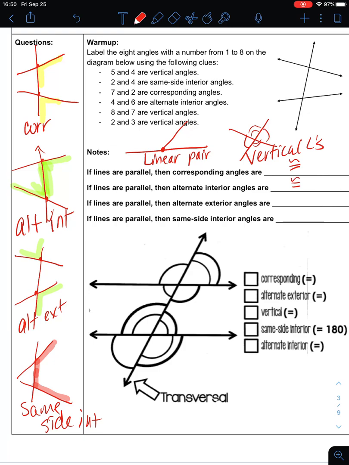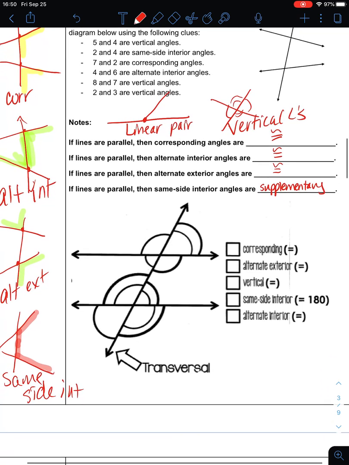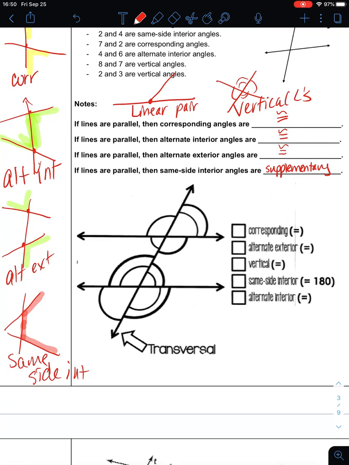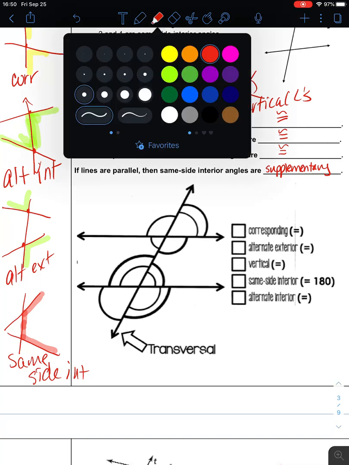Also, if lines are parallel, then alternate interior angles are congruent. Also, alternate exterior angles are congruent. And then lastly, only if the lines are parallel, the same side interior angles are supplementary. And I will explain why when we set up this graphic.